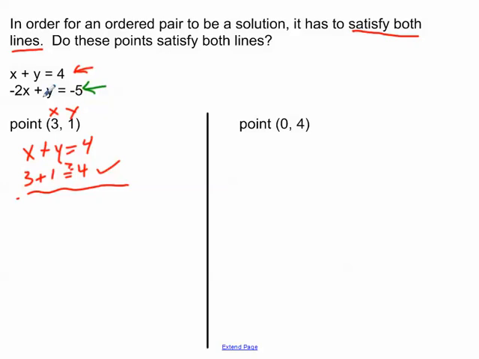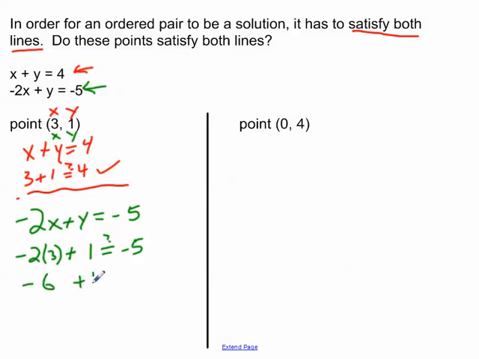Does that point satisfy the green line? Well, here's my green line, negative 2x plus y equals negative 5, and we have to substitute in our x and y values. x is 3, so anytime we see an x, we substitute in x equals 3. Negative 2 times 3 plus y, which is 1, equals, with a question mark, negative 5. This green one might be our supply line. We've got to make sure that it satisfies that one as well. Negative 6 plus 1 equals, with a question mark, negative 5. Negative 5 on this side is negative 5, equals negative 5. Sure enough, that point is the solution for this system of equations, the red and the green system of equations.